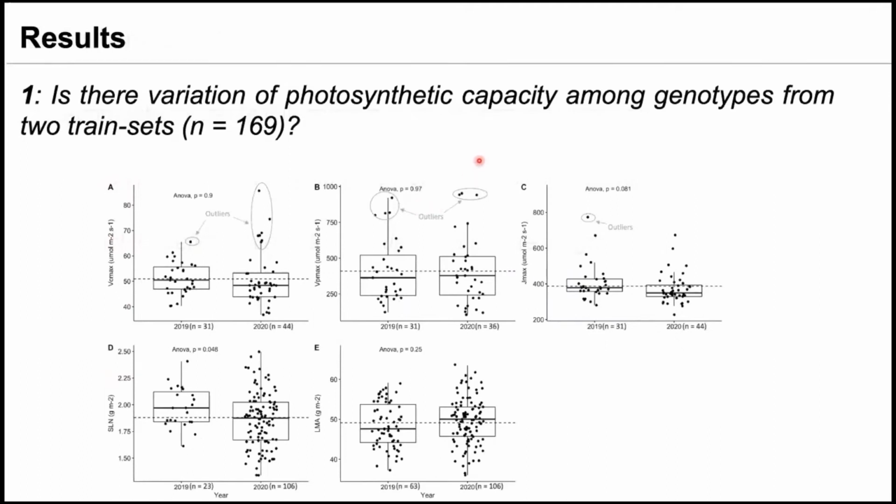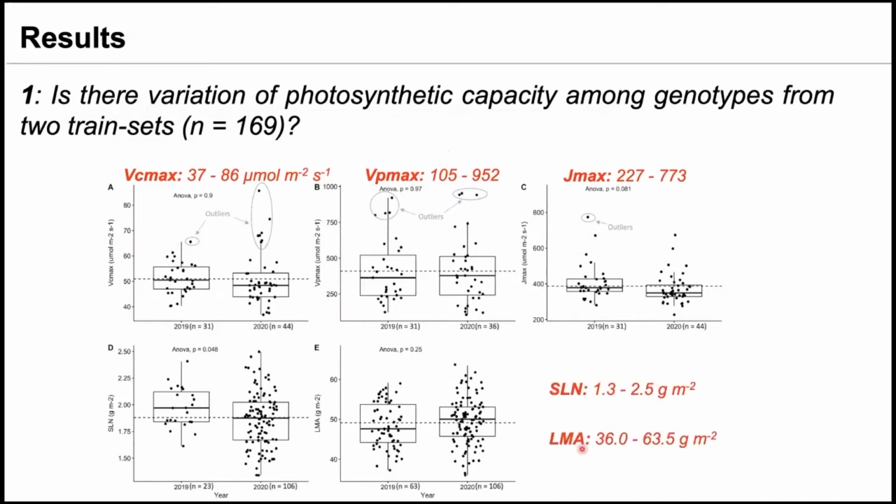Well, the first result is the variation of photosynthetic capacity among the genotypes in the two training sets. So from the box plots, we can see that there were wide ranges of Vcmax, Vpmax, and Jmax in the sorghum diversity panel, and so as SLN and LMA, which potentially give us great opportunity to use sensing data to predict these photosynthesis-related traits.